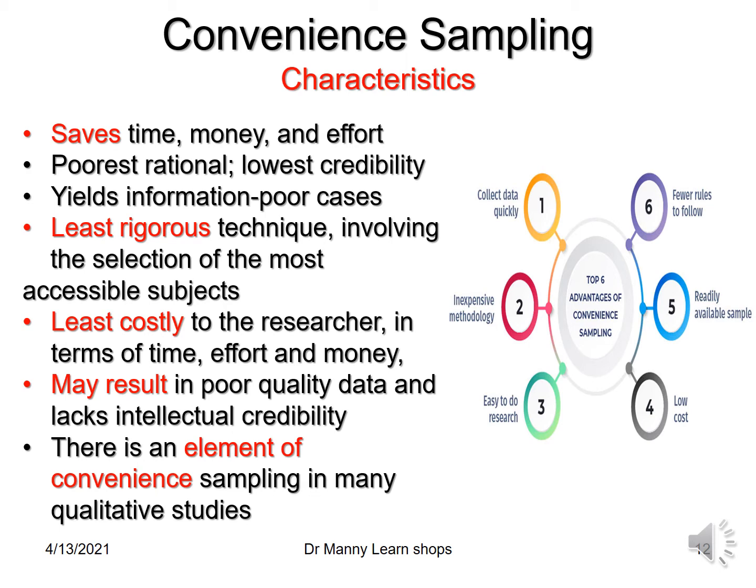They consider it to be less rigorous as far as a methodology goes, because it involves a selection of the most accessible subjects and possibly can't be generalized to other populations. It's the least costly to you as the researcher in terms of time, effort and money, but as I said, it's considered to result in poor quality data and lacks what some researchers consider intellectual credibility. But there's the element of convenience in many, many qualitative studies which do yield good information, good data, trustworthy data.